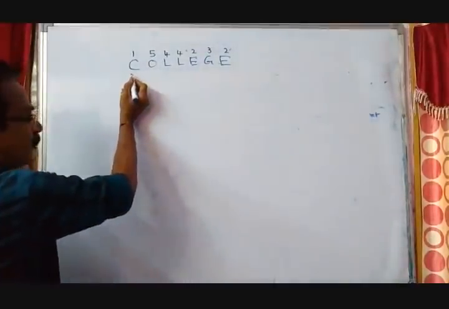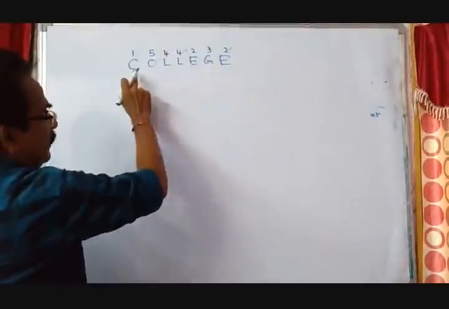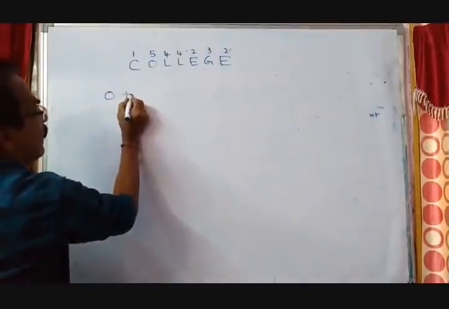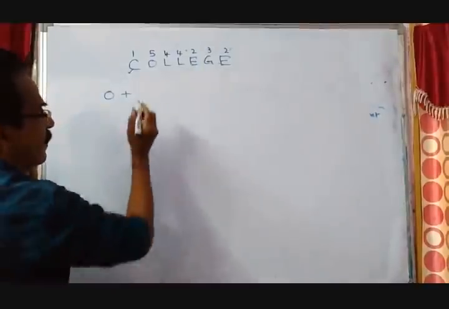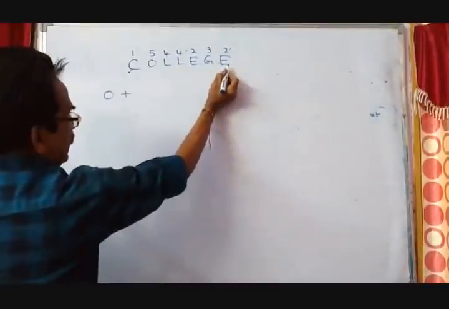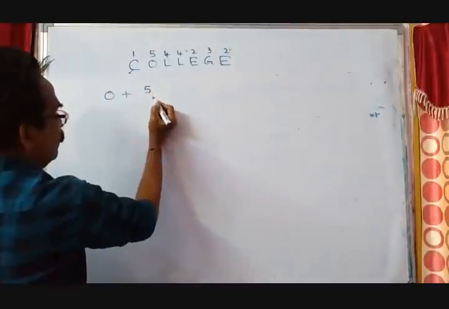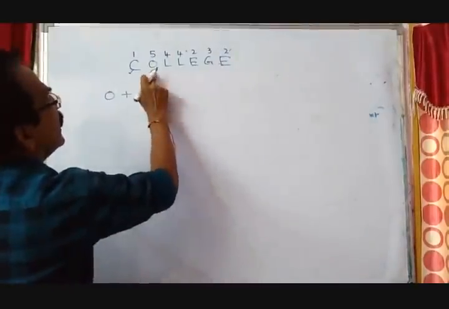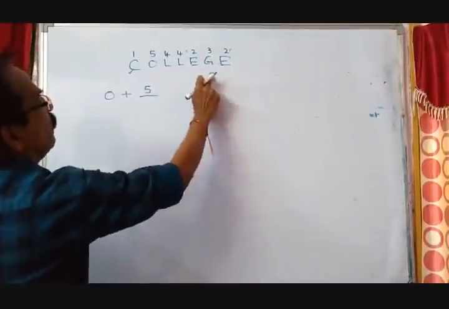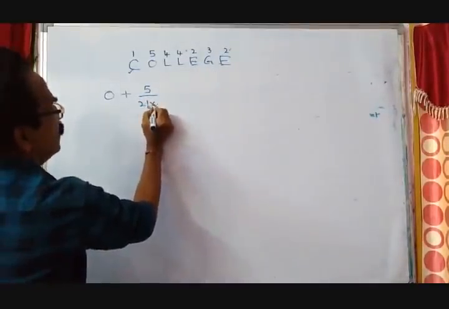Now, starting with C. How many letters are there to the right of C lower than 1? No. So 0, plus C is over. How many letters are there to the right of O? 5 letters are there, less than rank 5. So 5, by including O, how many letters are repeated here to the right of O? 2 L's are there, 2 E's are there. 2 factorial into 2 factorial.